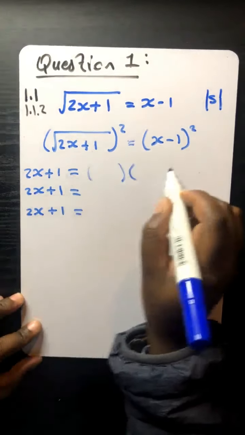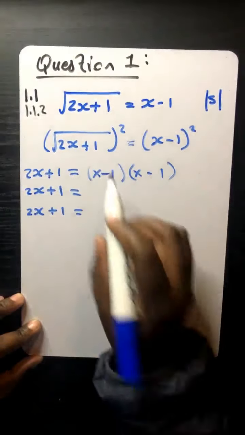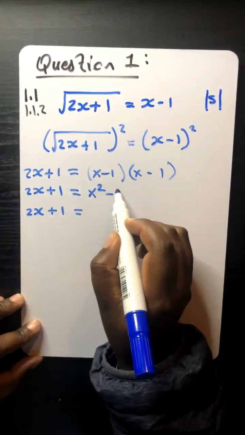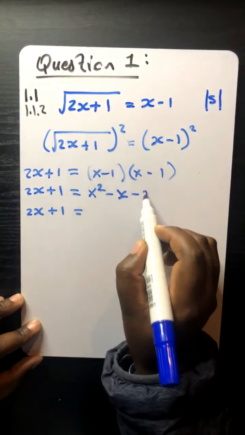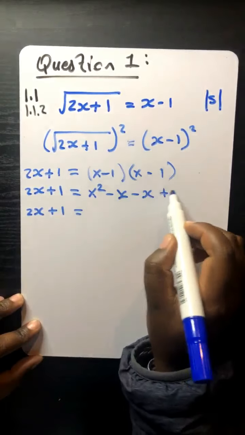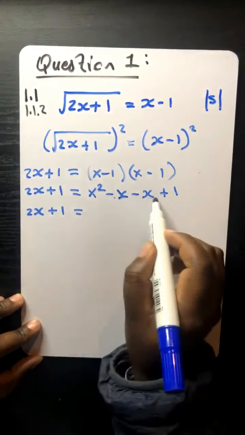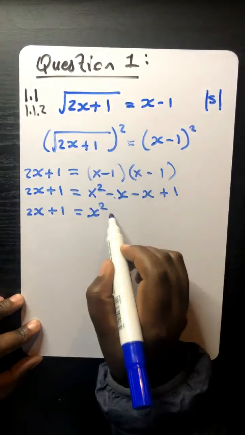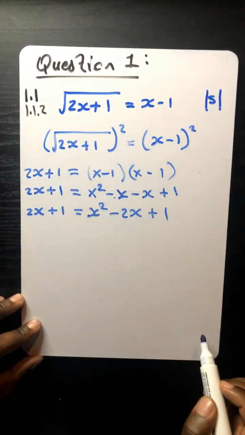So let's see. We have 2 of the same thing being x minus 1. That times that is x squared. That times that is minus x. This times that is minus 1x. That times that is positive 1. Obviously, we have the like terms. It's x squared, you are giving away x, you are giving away x, you are giving away 2x, then plus 1. I think we are now on the same page, isn't it?